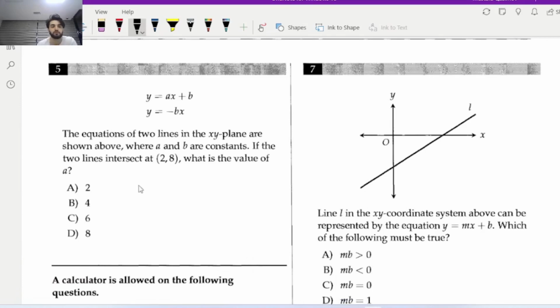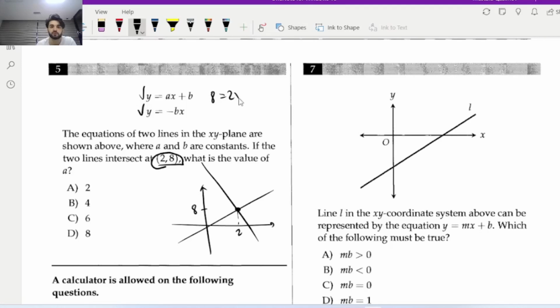For 5, it says that these two lines intersect at this point. Let's draw it. For example, let's say the first one is this line and the second one is this one. It says that this point is (2, 8). It means that when we put this point in both equations, it's correct for both of them.